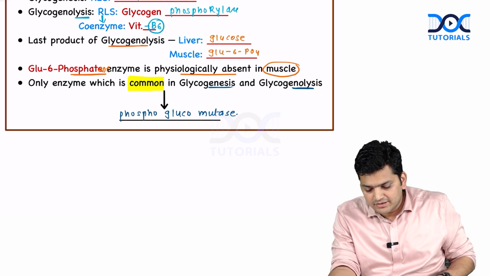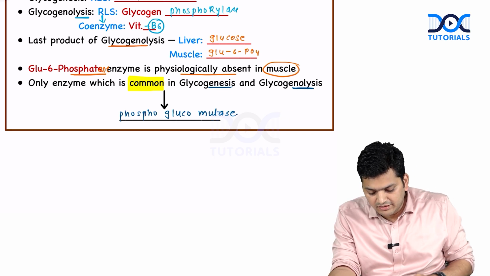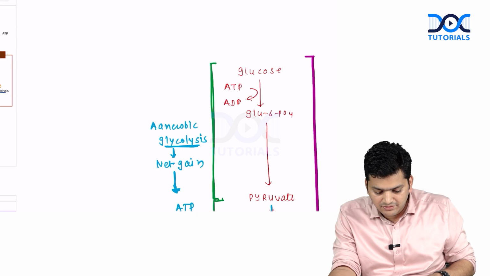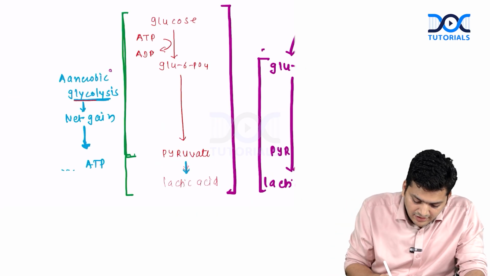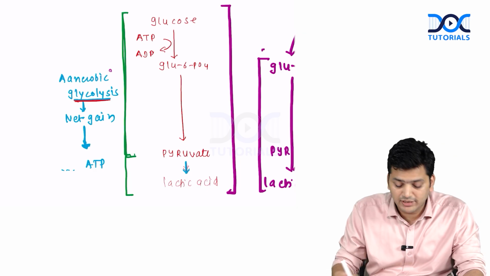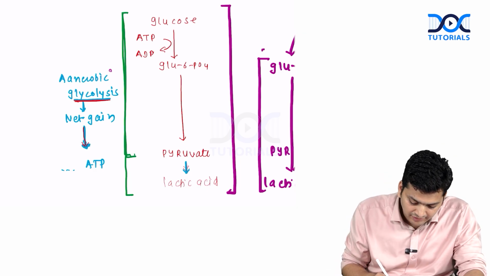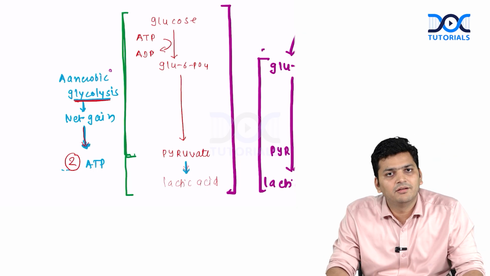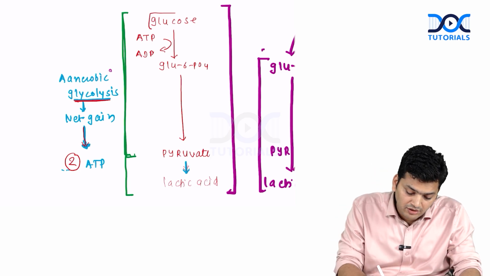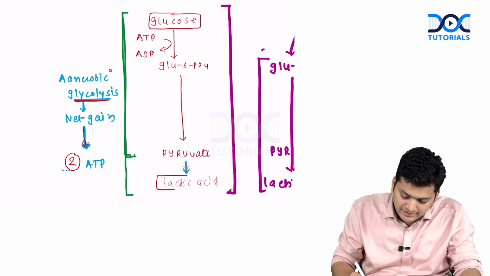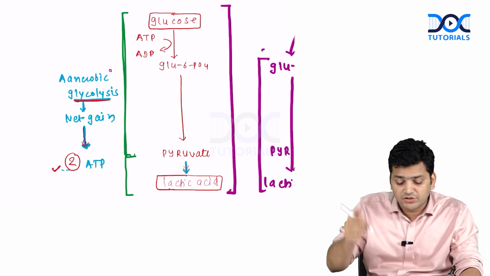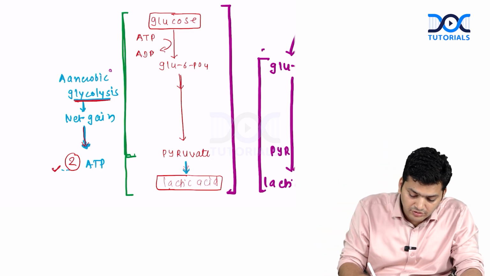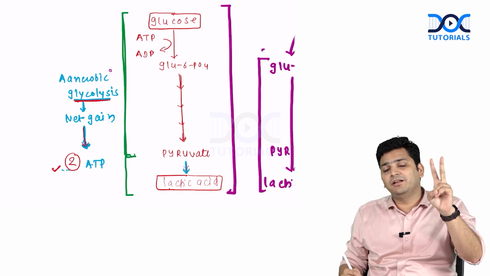Now, let's understand one more thing here. First understand the concept and then try to answer. Can you tell me what is the net energy gain when you do anaerobic glycolysis? 2 ATPs, right? From glucose, glucose converts into glucose 6-phosphate, then ultimately pyruvate, and then pyruvate to lactic acid. So the net energy gain is 2 ATP.